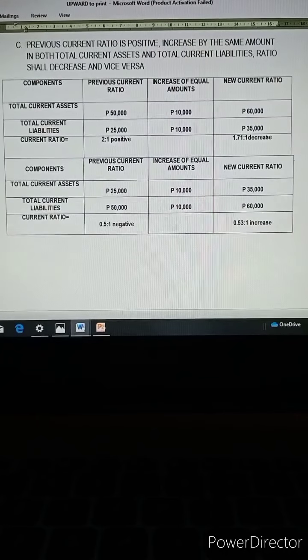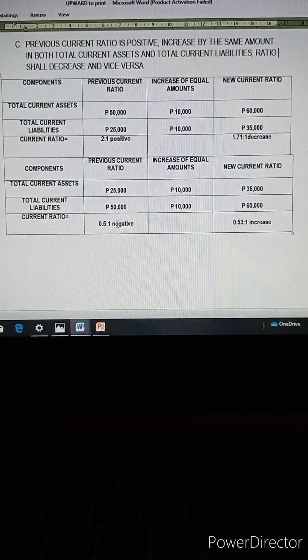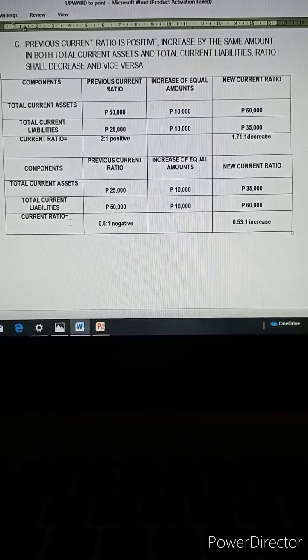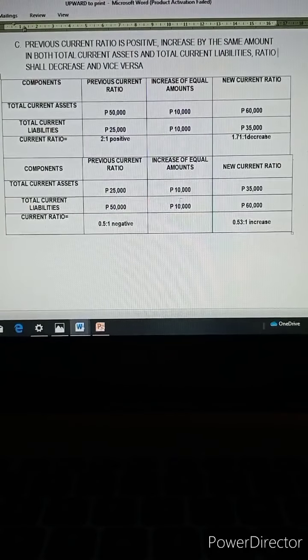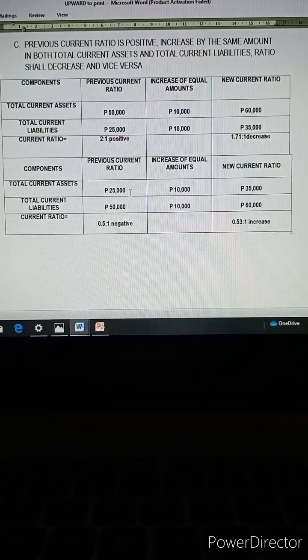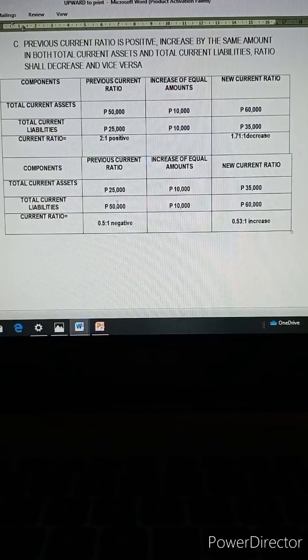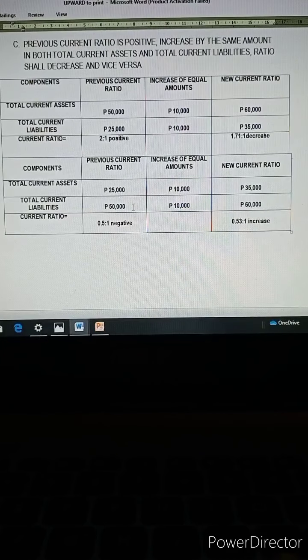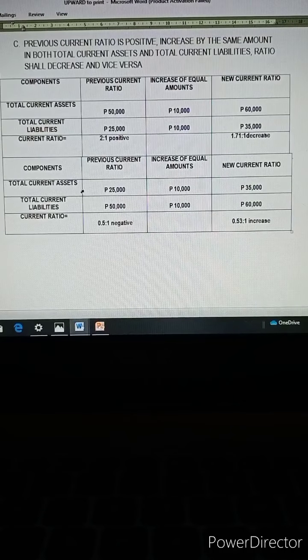On the other hand, as illustrated here, if the current ratio is negative and there is an increase of amount in the total current assets and total current liabilities, the new current ratio will increase. So in the illustration here, we have current assets of 25,000 and total current liabilities of 50,000. So when you say negative current ratio, it means that the current assets is less than the current liabilities.